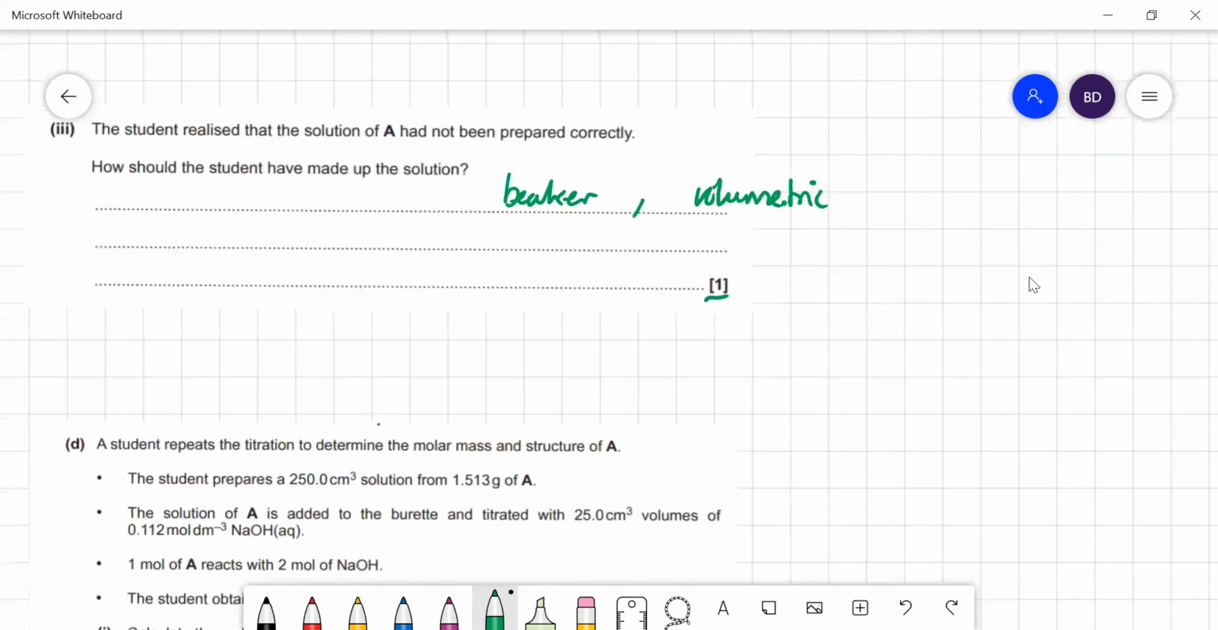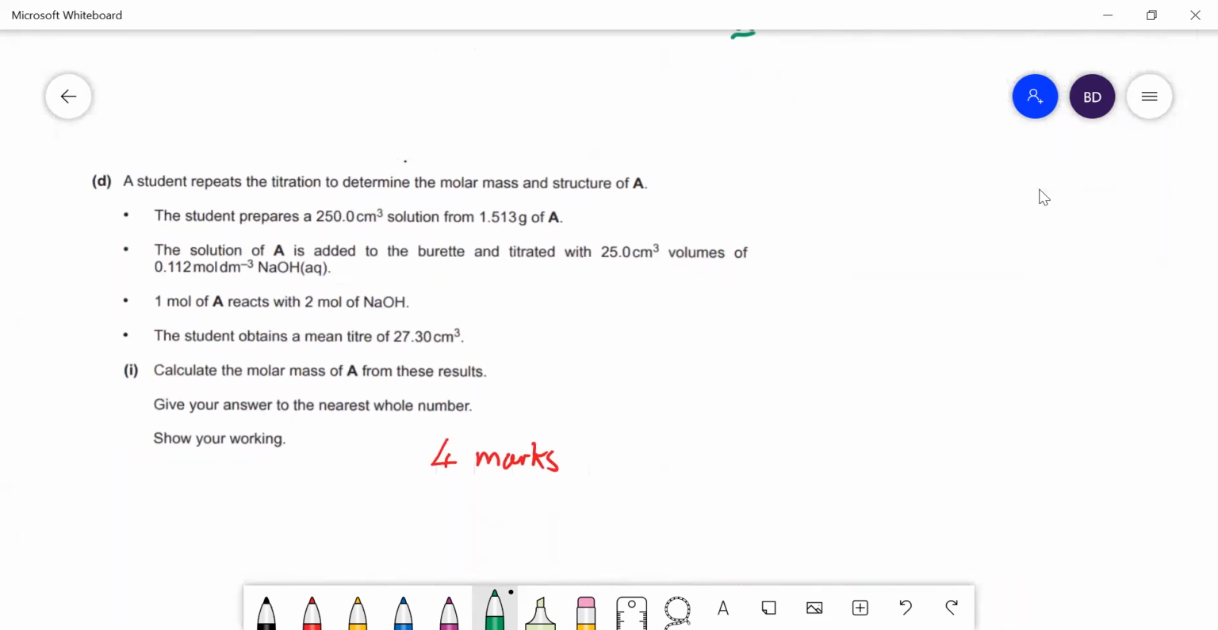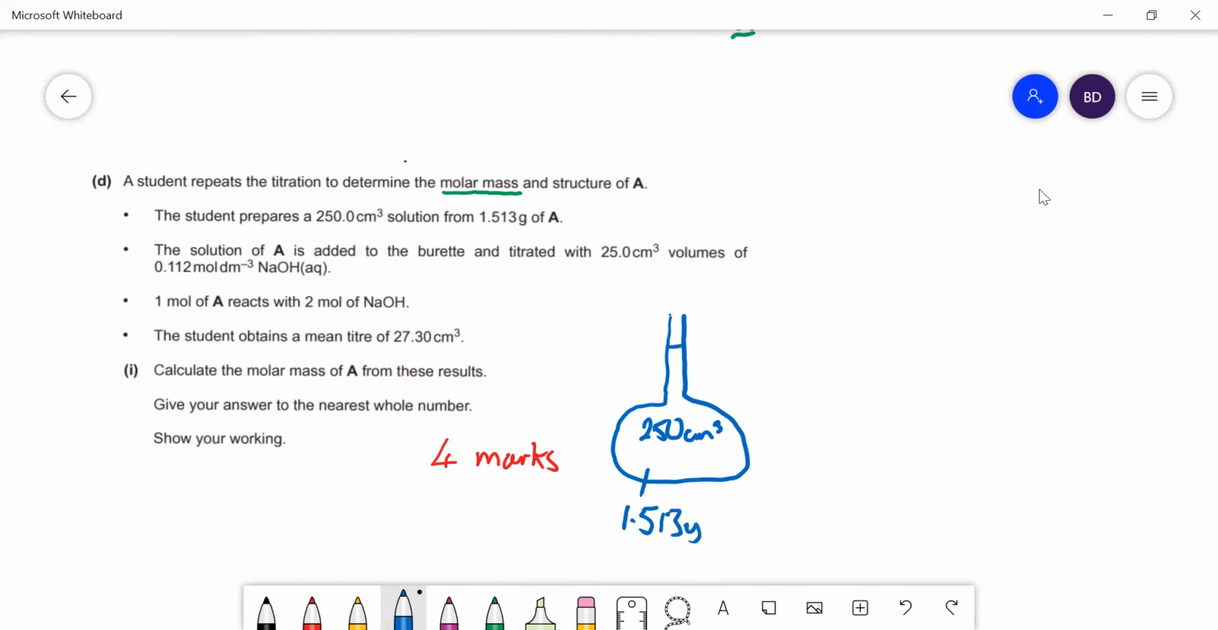Right, now here's a different set of results. We're going to work out what is the molar mass of A and hopefully its structure. Okay, so the student prepared a solution. So he starts off with 250. This is a volumetric flask. And he added 1.513 grams of A. He uses this to fill up the burette. So it doesn't go in the conical flask, it goes in the burette, that solution.